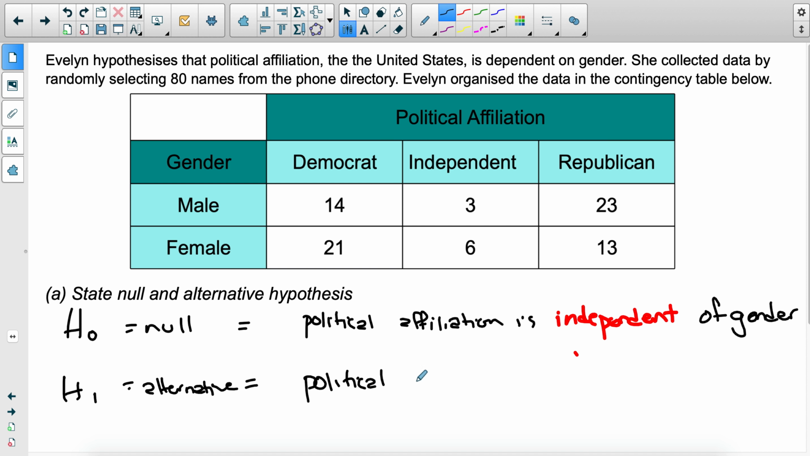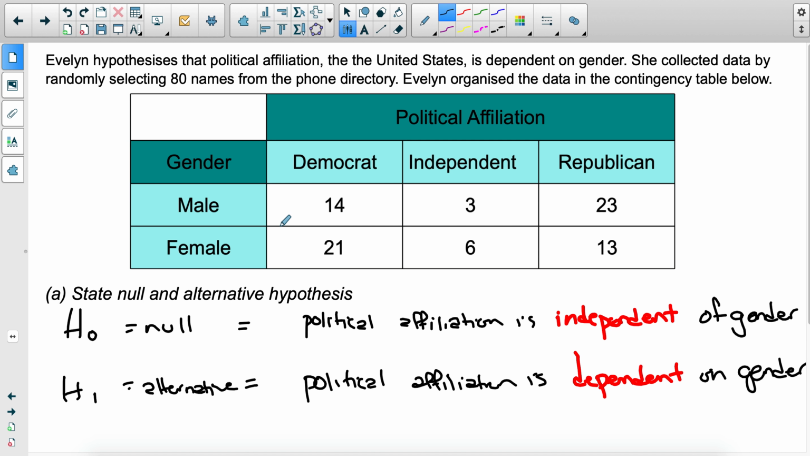So political affiliation is dependent on gender. Okay, so this is what Evelyn's trying to test, the alternative hypothesis, but our null hypothesis is that they are independent. So it doesn't matter what the gender is, your political affiliation will not be affected by that.